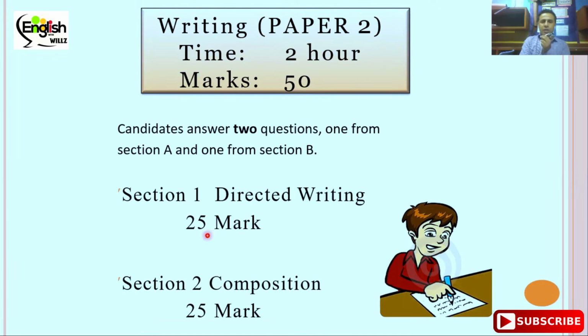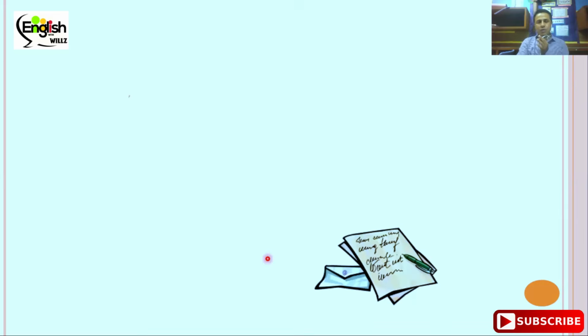Previously it was 30 marks. Now this time it is 25 marks. And section 2 is composition. Previously it was 30 marks, but now this time it is 25 marks. The names of the sections have not been changed, but let's see what changes came into the sections.